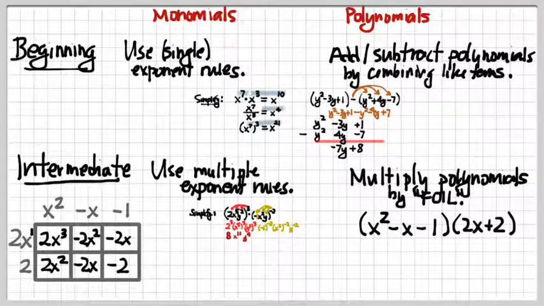So then how do we combine all 6 of these terms together to get my final answer? For that, we go back to our beginner level skill. Combine these polynomials together, add them together by combining like terms. So where do I find some like terms in this grid? Well, all of my x squareds are like terms.